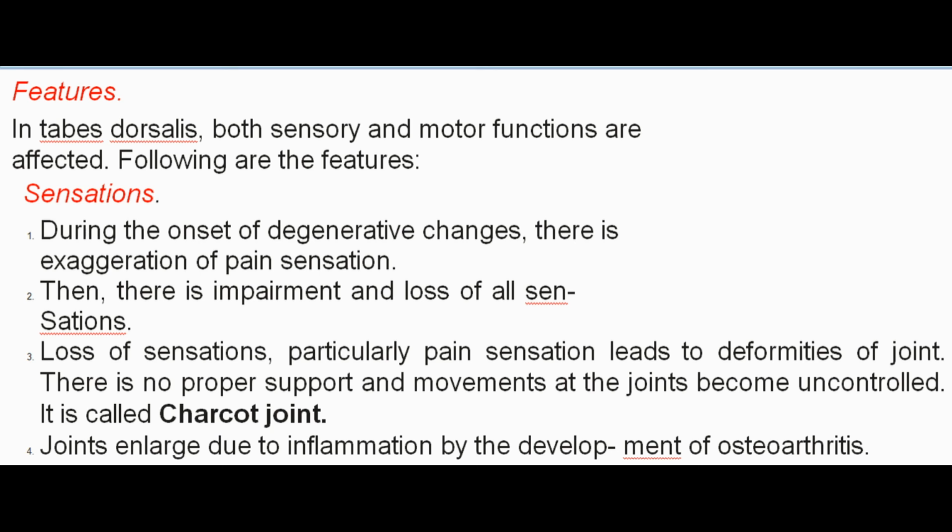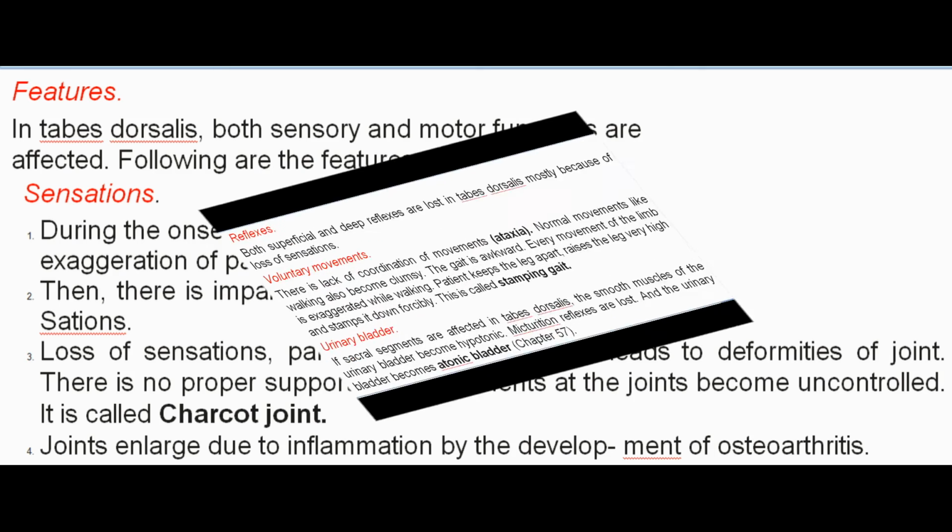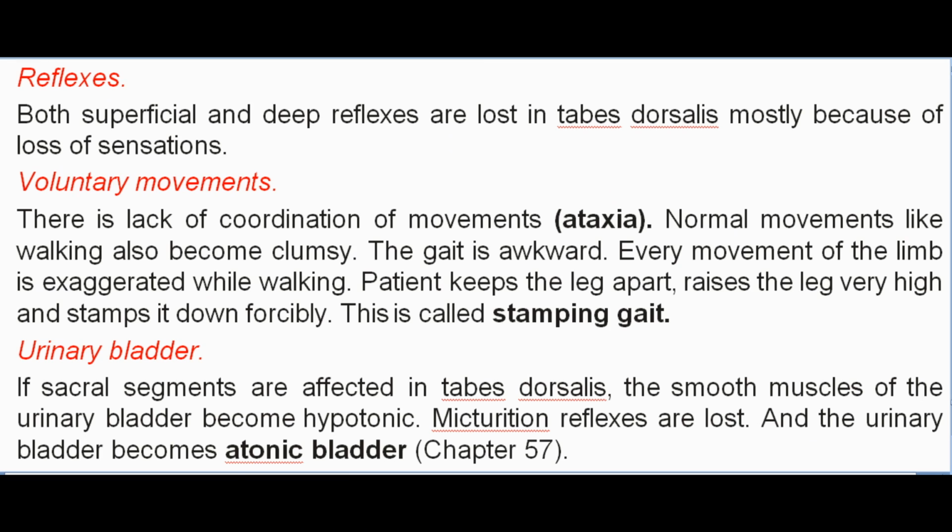Loss of sensations, particularly pain sensation, leads to deformities of joint. There is no proper support and movements at the joints become uncontrolled. It is called Charcot joint. Joints enlarge due to inflammation by the development of osteoarthritis. Reflexes. Both superficial and deep reflexes are lost in tabes dorsalis mostly because of loss of sensations.